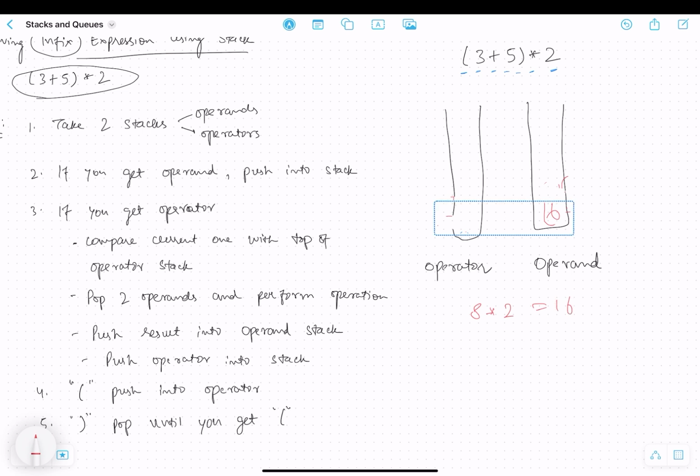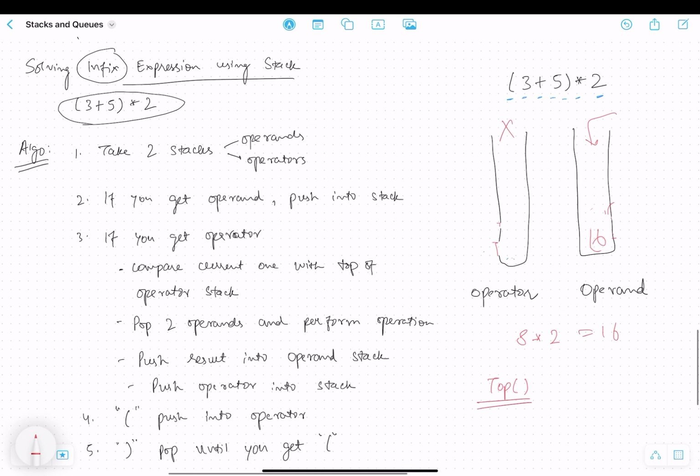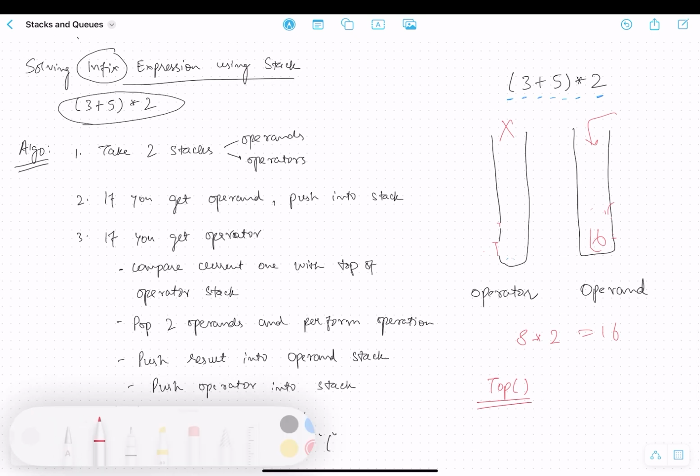So now the operator stack is empty. We can say that there is nothing in this stack. So our answer will be whatever is the top of the operand stack. Answer is 16. So that's how we need two stacks if we want to evaluate the infix expression. Now quickly check how we can evaluate postfix expression. Okay. Now this was solving infix expression using stack.